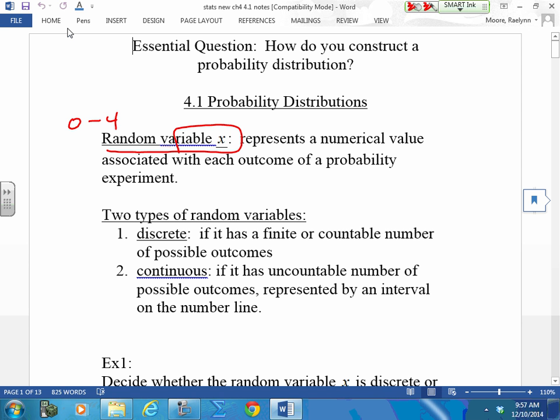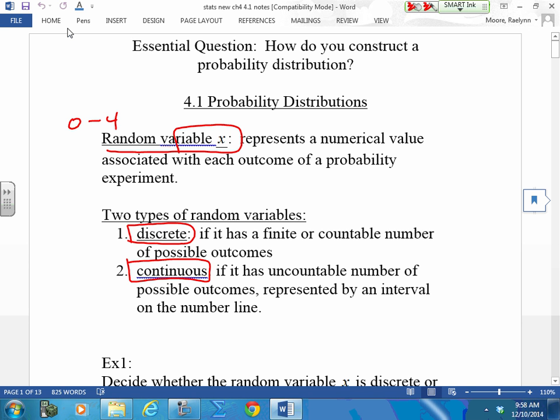Before we even get to your binomial distributions, we're going to talk about a probability distribution first. Now, your X variable can be one of two types. It can be a discrete value, or it can be a continuous value. And you should have this on your note page as well.